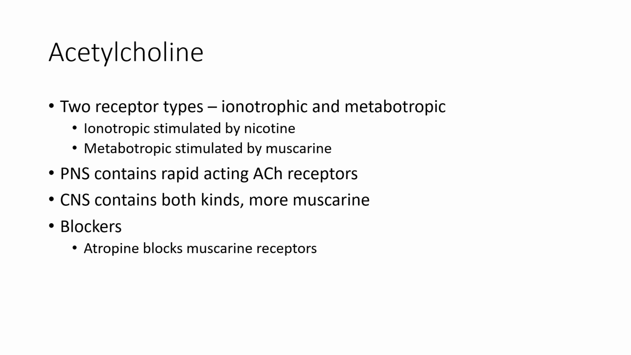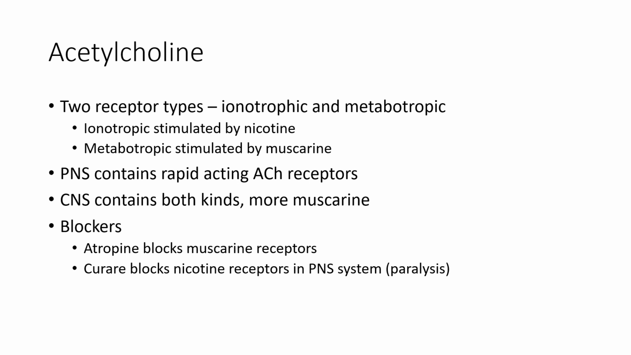One effect of this is to reduce saliva production. This is given sometimes in surgery. And then there is another drug called curare, which blocks nicotinic receptors. This can actually cause paralysis. So we want to be careful with curare. But the effects of curare are much faster than botulism toxin, for example.